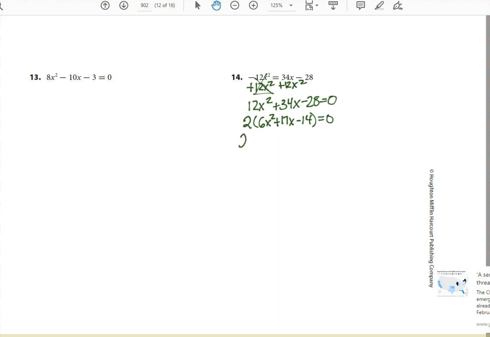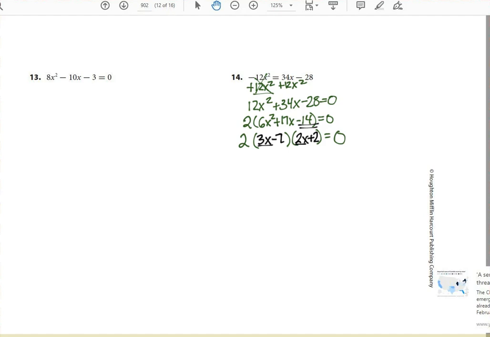From here, what we're going to do is basically a guess and check method in order to factor the trinomial that we have in this parentheses. So we want to make sure that the number we put first in each parenthesis will multiply to equal 6x squared. So we can do a 3x here and a 2x here. Then we'll need to put two numbers last in each parenthesis, so when they are multiplied, we would get a negative 14, which would be a negative 7 and a positive 2.